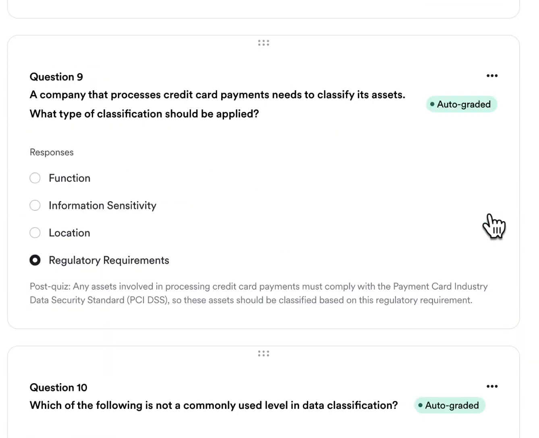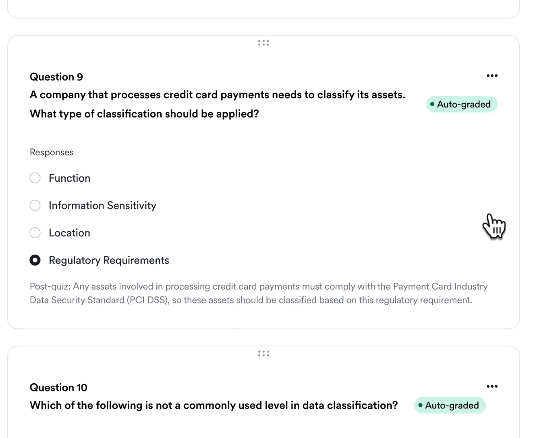Question 9. A company that processes credit card payments needs to classify its assets. What type of classification should be applied? A, function, B, information sensitivity, C, location, or D, regulatory requirements. And the answer is D, regulatory requirements.